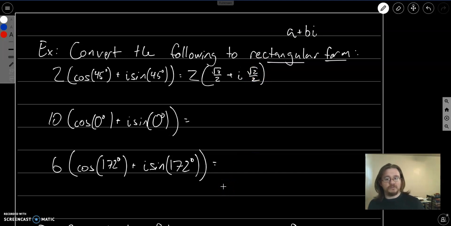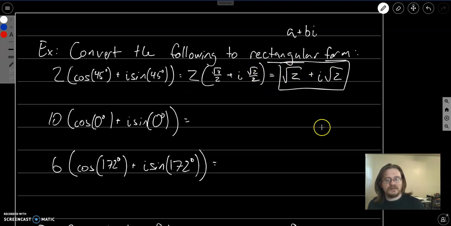Okay, so far so good. I've just turned everything into numbers, and now I just need to distribute my 2. 2 times the square root of 2 over 2: the 2's cancel, and I'll get the square root of 2. Also, 2 times i square root of 2 over 2: the 2's cancel, and I'll get i square root of 2. And that's all it is. Converting something into rectangular form, you take away the sines and cosines and write them as numbers.